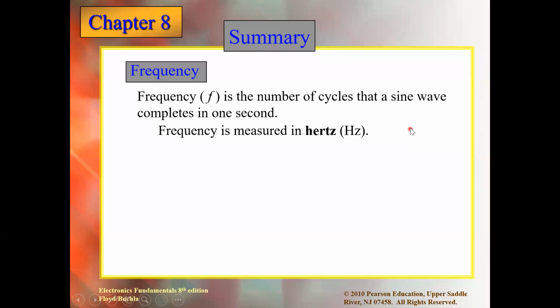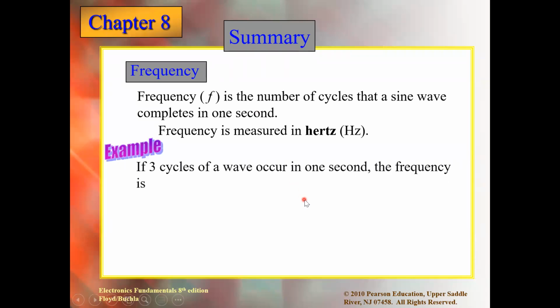Now the next thing comes here, the frequency. Frequency is denoted by the lowercase letter f, and frequency is the number of cycles that a sine wave completes in 1 second. So in 1 second, how many cycles are completing? That is called the frequency. And the unit of the frequency is the hertz.